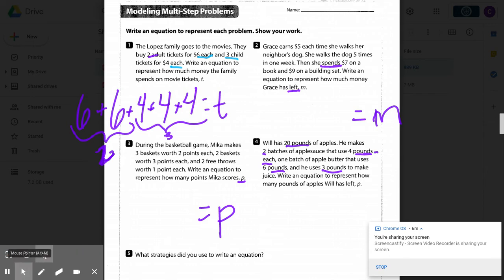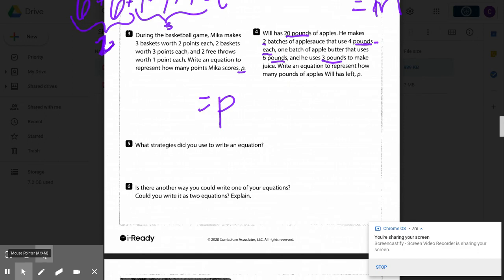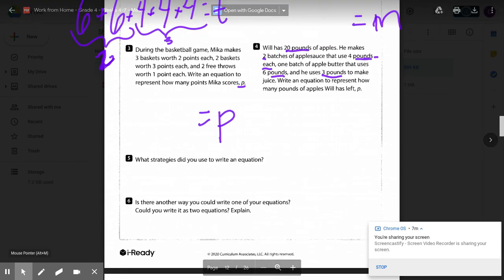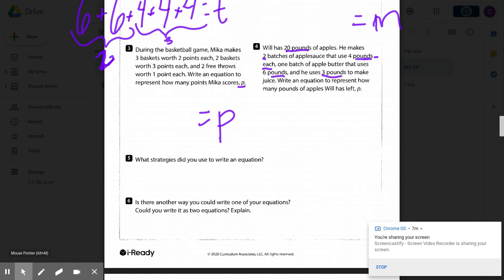Last thing that we're going to look at is number 5 and 6. Number 5 says, what strategies did you use to write an equation? So, which strategies did you use? And number 6, is there another way you could write one of your equations? Could you write it as 2 equations? Remember for number 1, I showed you 2 different ways that you could write this. So you choose one. You can use number 1 if you understand that one. Make sure you're answering in sentences, and it says explain, so make sure that you're explaining your answer.